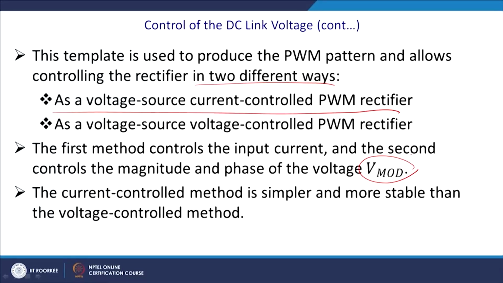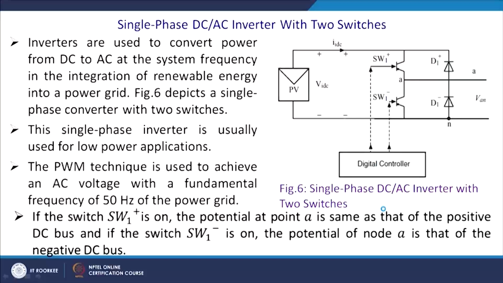The current control method is simpler and more stable than the voltage control method, and it is inherently protected from short circuit. Now let us come to the DC to AC. We have talked about the AC to DC converter, that is the rectifier. Now we will talk about the DC to AC inverter.